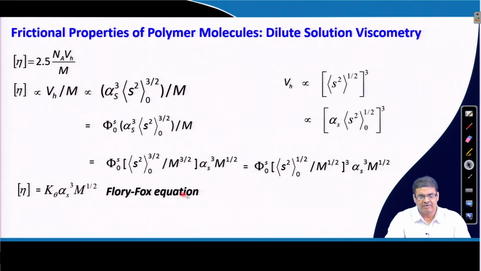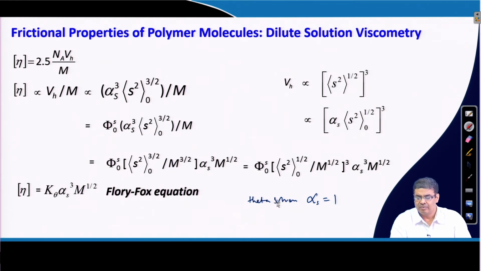This expression is called the Flory-Fox equation. This is the expansion factor for radius of gyration. Now, for theta solvent, below which we get poor solvent, the chain dimension is minimum in theta solvent. So, for theta solvent, we have this value of alpha_S as 1, as we have seen before.